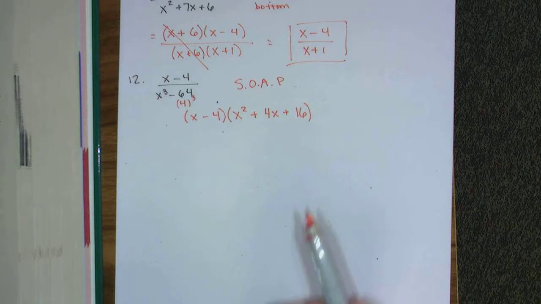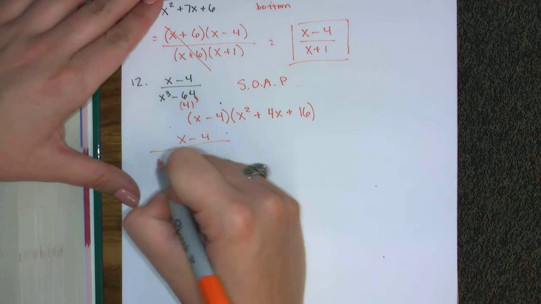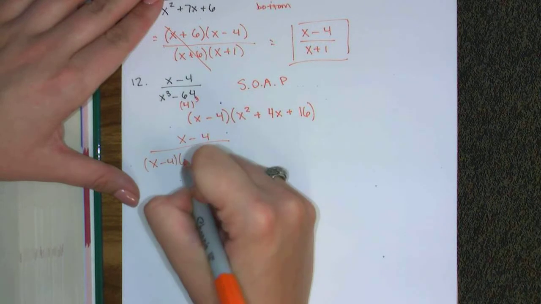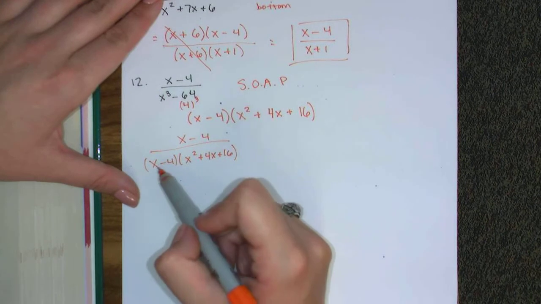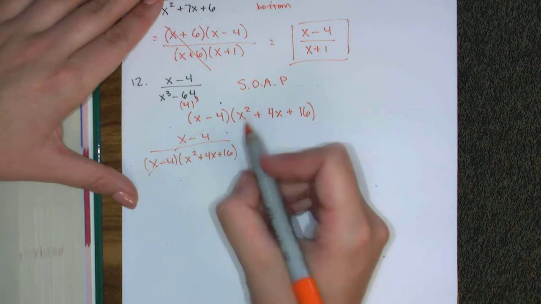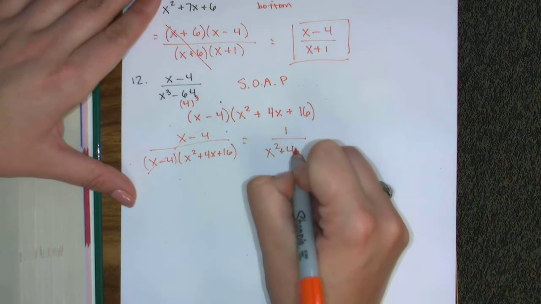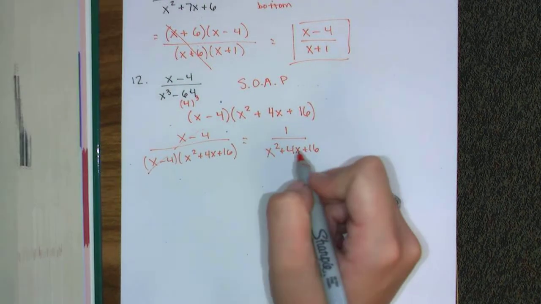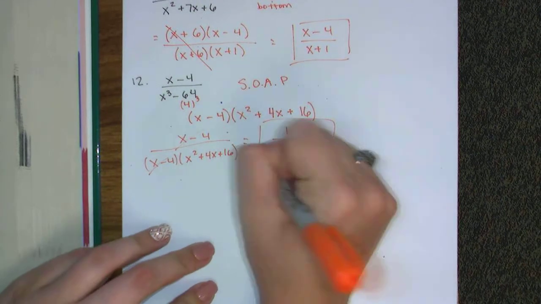But, anyways, so now that I can rewrite this, x minus 4 over x minus 4 times x squared plus 4x plus 16. So this x minus 4 cancels with that one, which is good, leaving me with 1 over x squared plus 4x plus 16. And the book says that's what the answer is, so we're good there.